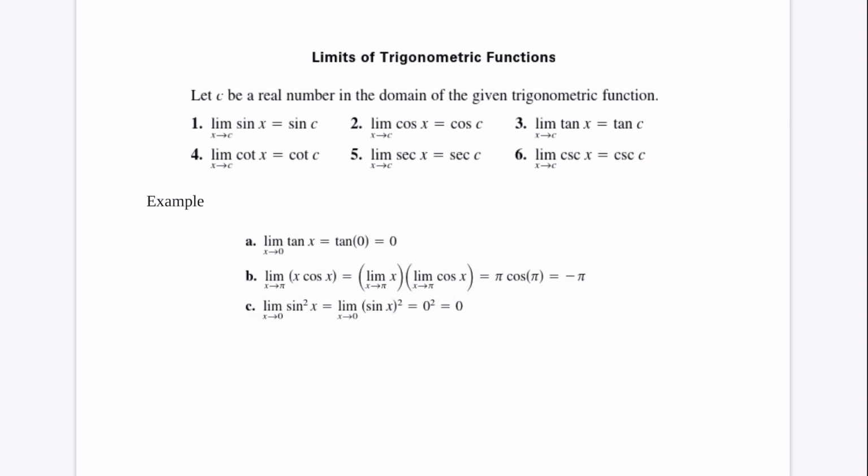A typical example: if I have the limit of tan x as x approaches 0, wherever I see x, I replace it with 0, and that gives me tan 0, which is 0.